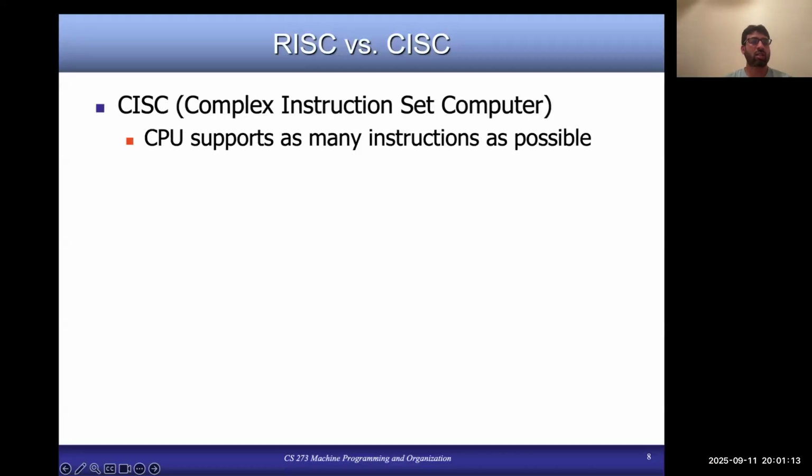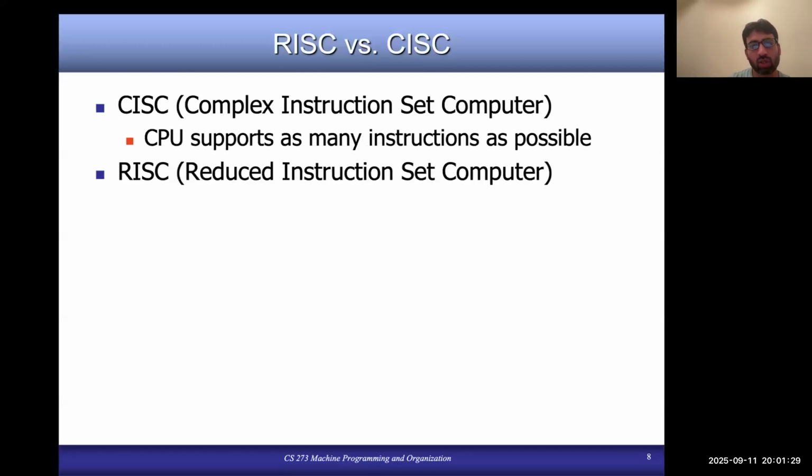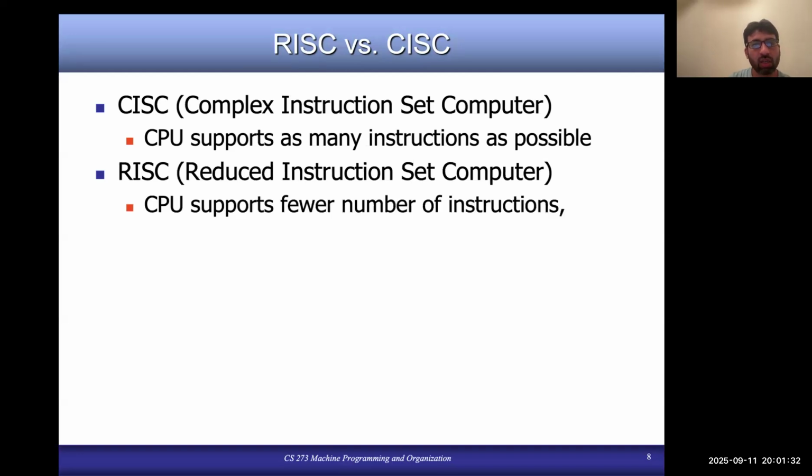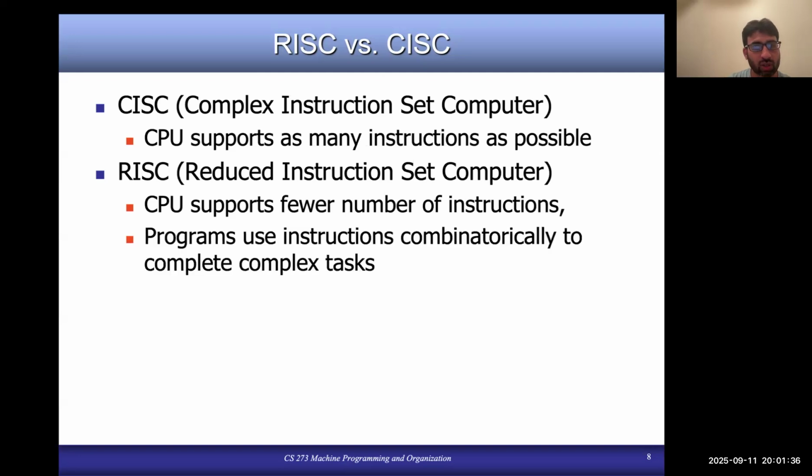Okay, so now I think this statement will make sense to you. Why do we name CISC the complex instruction set computer? Because it supports as many instructions as possible. And when we say support, it means that those instructions are actually implemented in hardware. There is underlying hardware which supports the execution of those instructions, as compared to RISC, the reduced instruction set computer, which supports a fewer number of instructions, and then the programmer can use those instructions in combination to complete complex tasks, just like the example I gave you of doing multiplication using repeated adds.